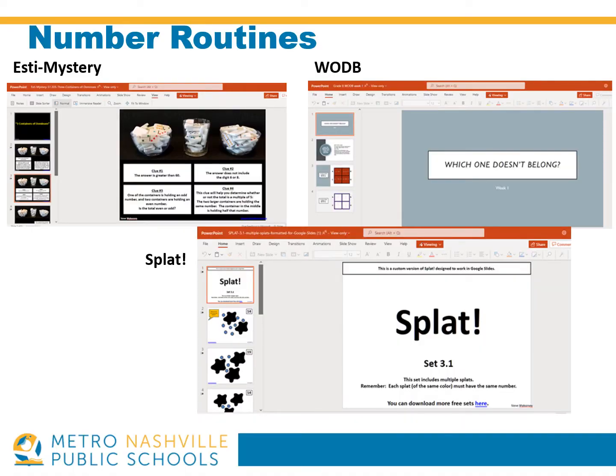Shown here are the initial images you would see when opening any one of the number routine activities. In a moment, we'll join Jessica Slayton, Director of Mathematics for Metro Nashville Public Schools, as she describes each of the number routine activities in detail.